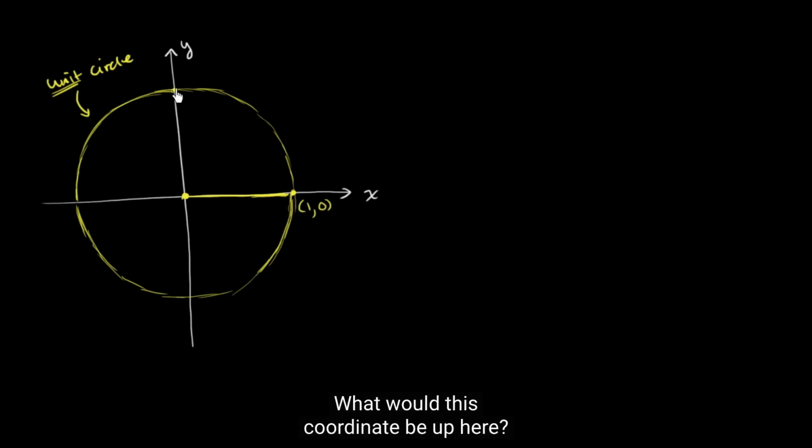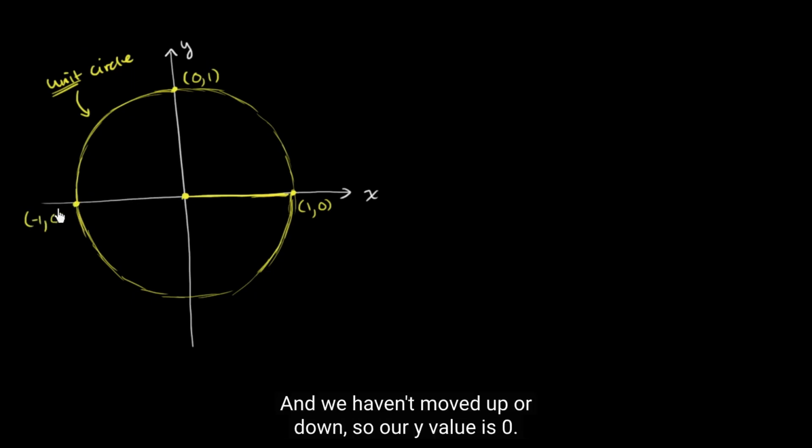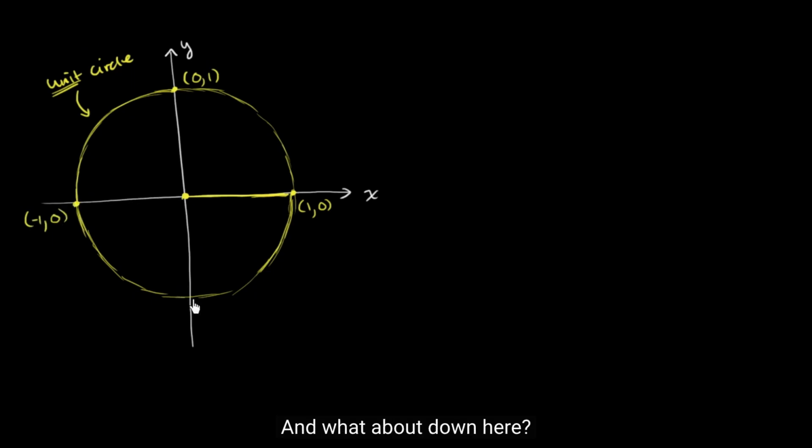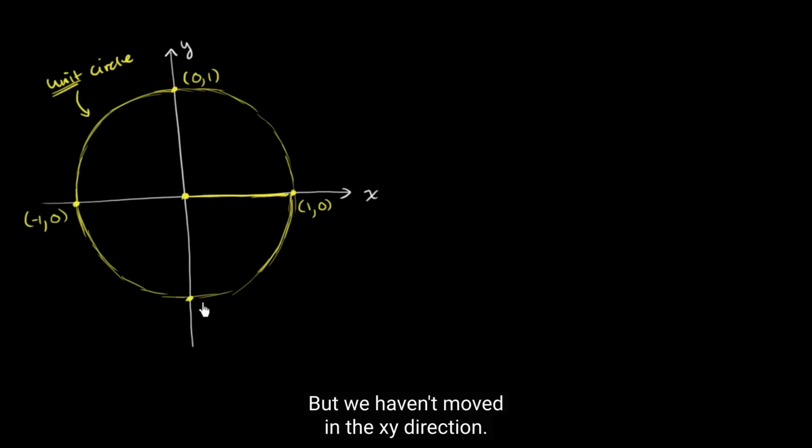What would this coordinate be up here? Well, we've gone 1 above the origin, but we haven't moved to the left or the right. So our x value is 0, our y value is 1. What about back here? Well, here our x value is -1. We've moved 1 to the left, and we haven't moved up or down. So our y value is 0. And what about down here? Well, we've gone a unit down, or 1 below the origin, but we haven't moved in the x direction. So our x is 0 and our y is -1.